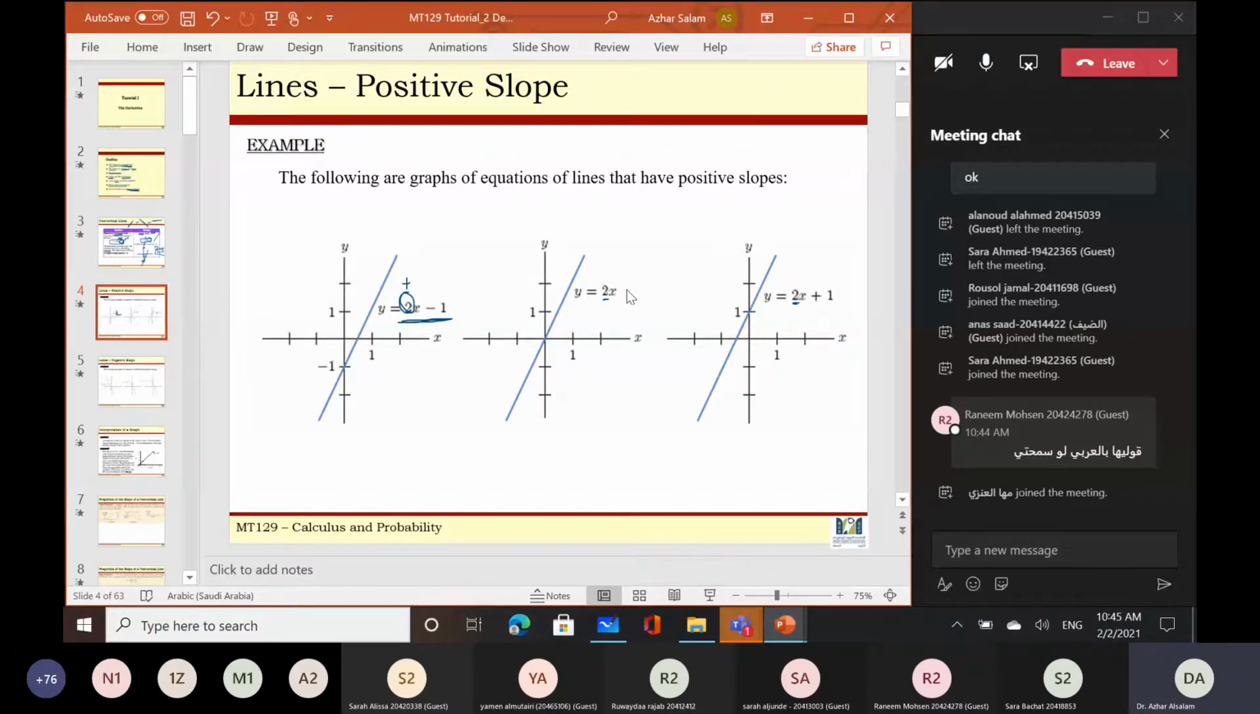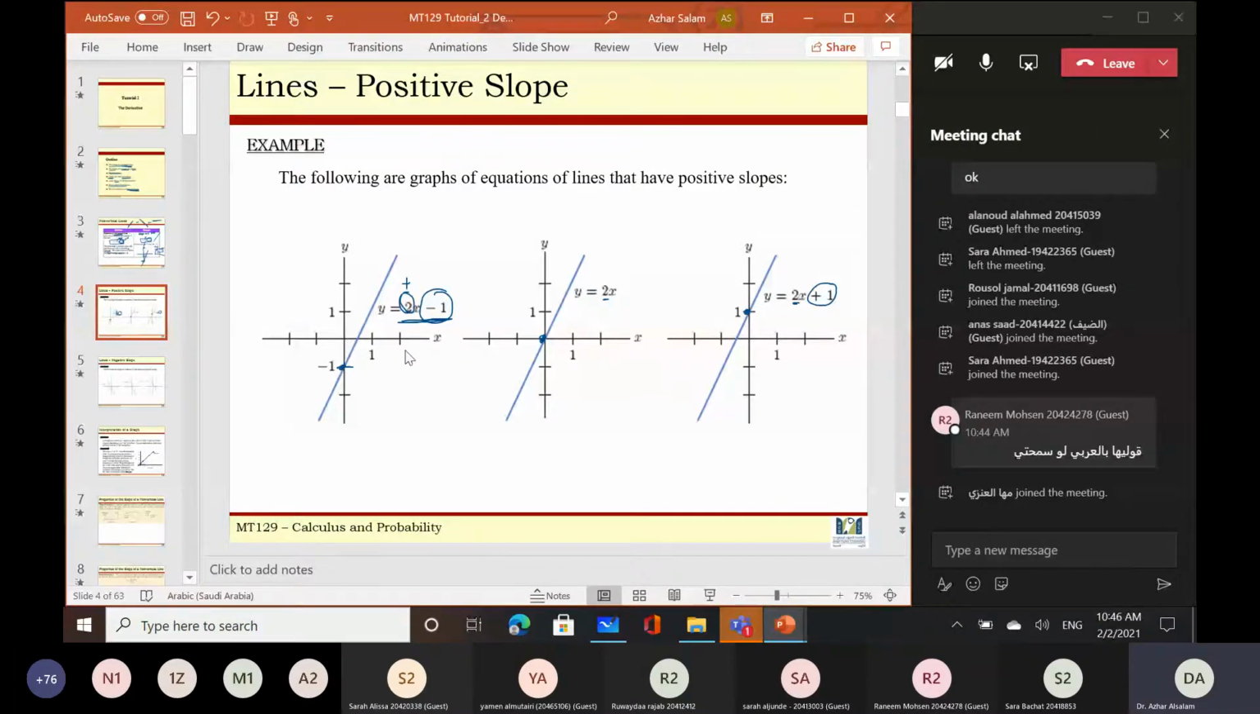The difference here is in the y-intercept. The y-intercept here is -1. The y-intercept here is 0. There is no constant term here, so the y-intercept is 0. It will be at the origin, (0, 0). The y-intercept here is +1, so it will intersect with the y-axis at this point.